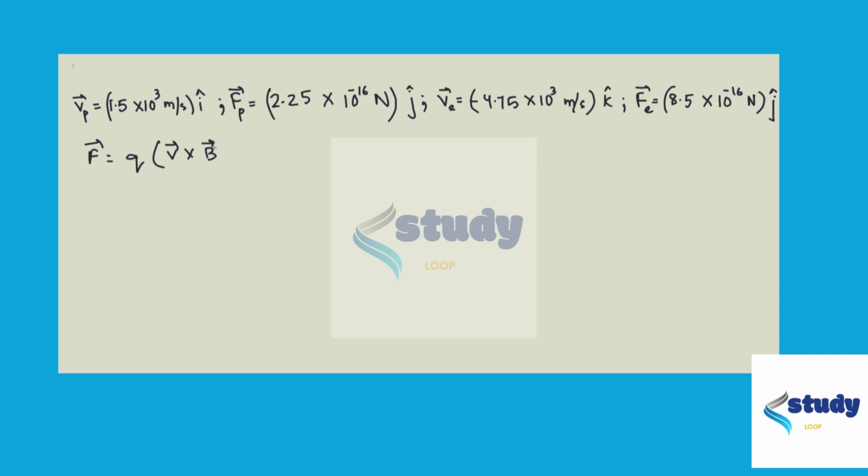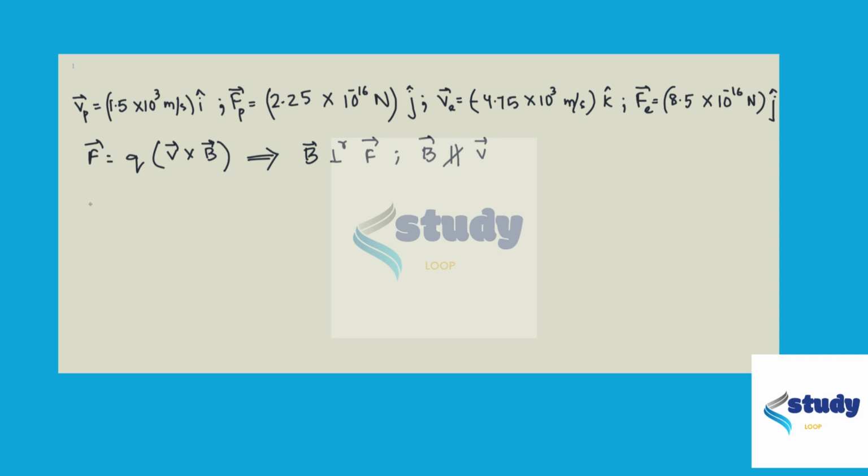We know that magnetic force is given by q times the cross product of velocity and magnetic field. This means that the magnetic field is perpendicular to force, and if force is non-zero, then the magnetic field cannot be parallel to the velocity. Basically, the component of magnetic field contributing to the force should be perpendicular and not parallel to the velocity vector. Now let's apply it to the electron and proton.